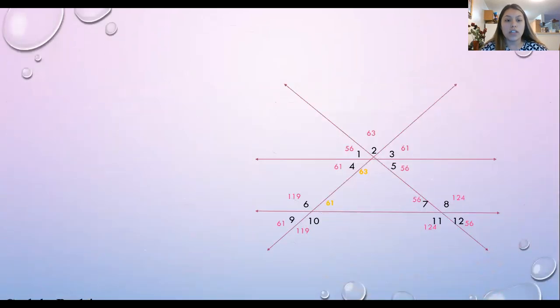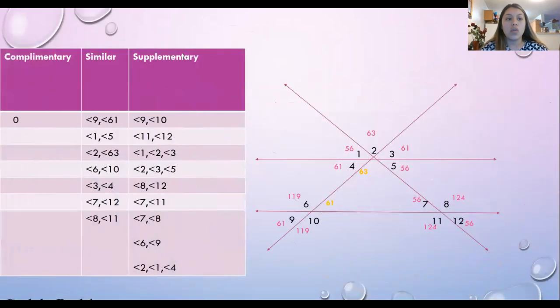Here we see a chart that there were no complementary lines. There were similar and supplementary. Angle number 9 and 61 degrees are similar. Angle 1 and 5 are similar. 2 and 63 are similar. 6 and 10 are similar. 3 and 4 are similar. 7 and 12 are similar. 8 and 11 are similar. The supplementary lines are 9 and 10, opposite sides.